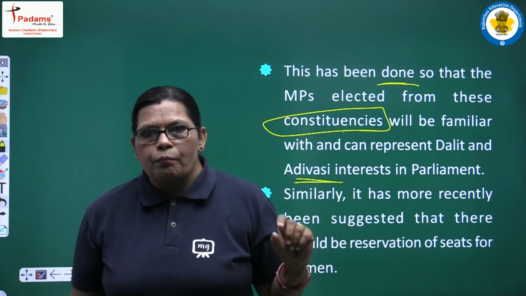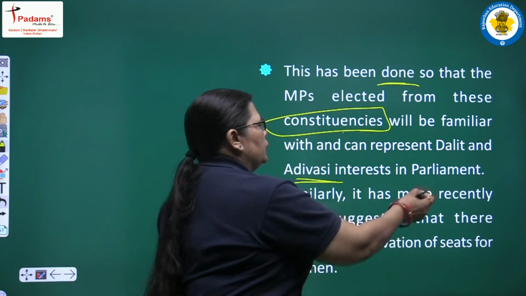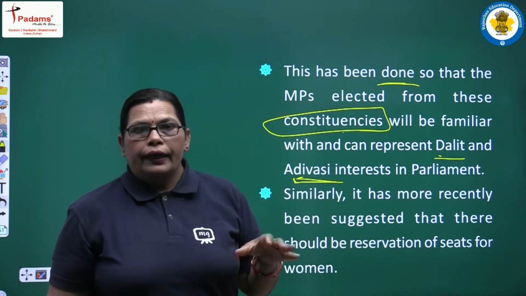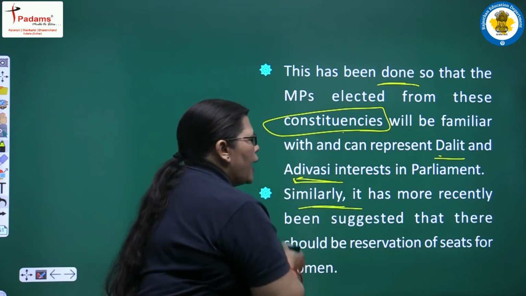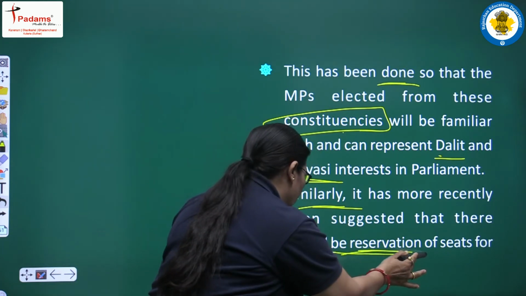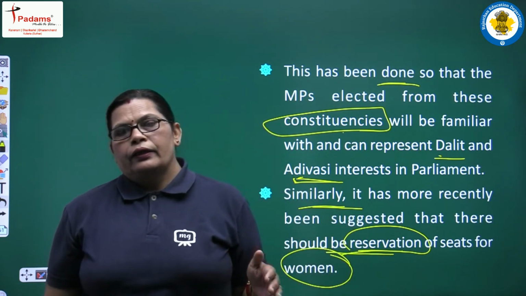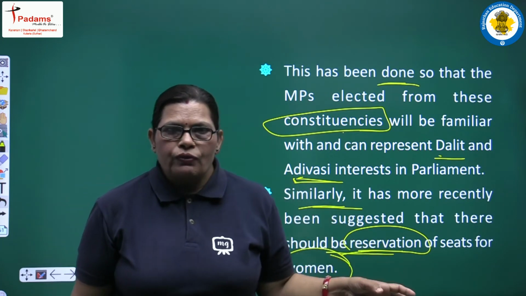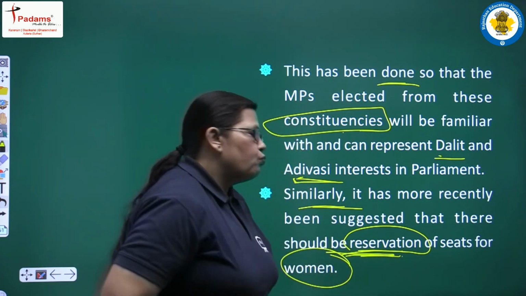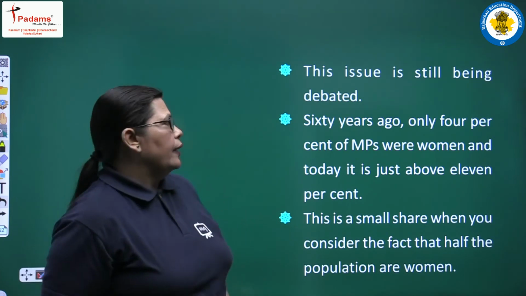But the important thing is that the Constitution covers all these things, whether representing Dalits or representing Adivasis in parliament. Similarly, it has more recently been suggested that there should be reservation of seats for women also. Yes, women have equal rights with men, and along with the reservation for SCs and STs in parliament, some seats are reserved for women also, and that's why equal participation is there.